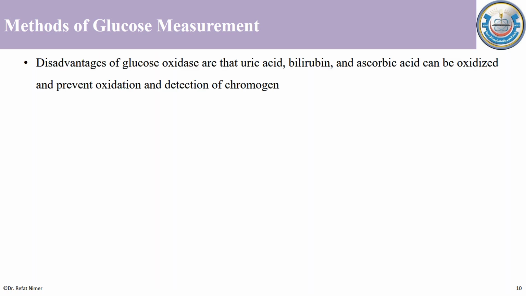The disadvantages of glucose oxidase are that uric acid, bilirubin, and ascorbic acid can be oxidized and prevent oxidation and detection of chromogen. So in the presence of uric acid, bilirubin, and ascorbic acid, the oxidation and detection of chromogen is prevented, which leads to a decreased level of glucose.